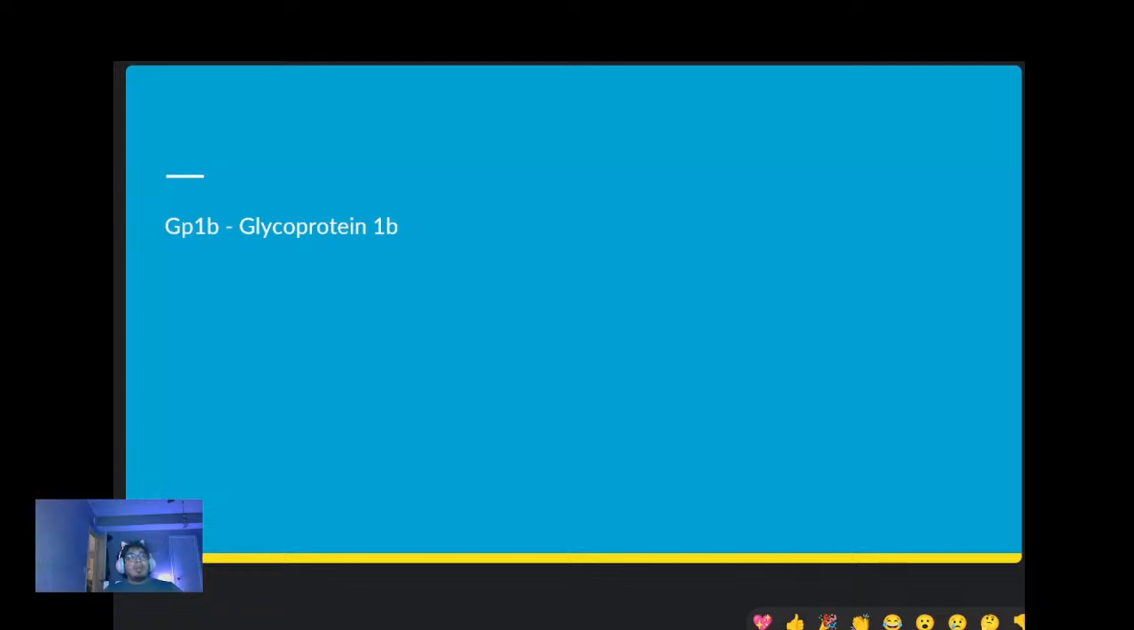Where is GP1B found? It's found on the surface of platelets. And those things will bind to damaged cells in an attempt to stop bleeding. Now, platelets that are bound to von Willebrand factor will then release three types of substances essential for hemostasis: ADP, thromboxane A2, and serotonin.